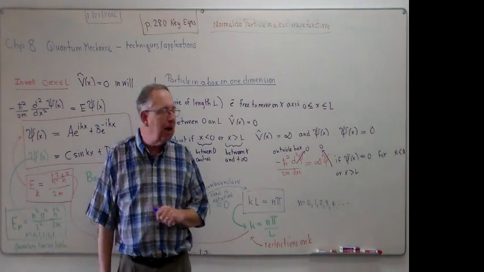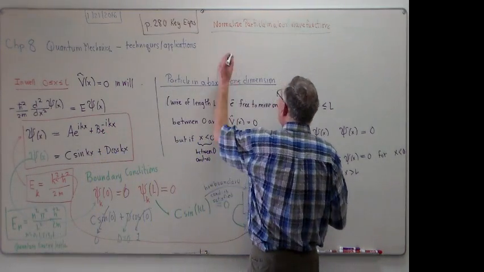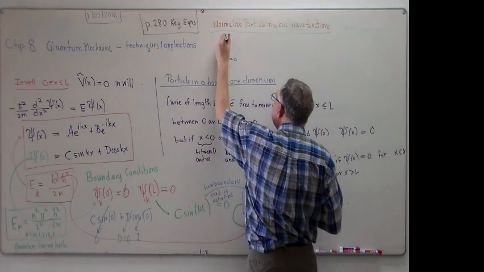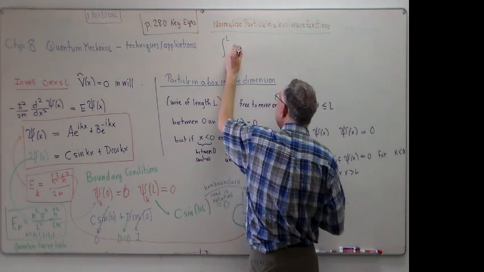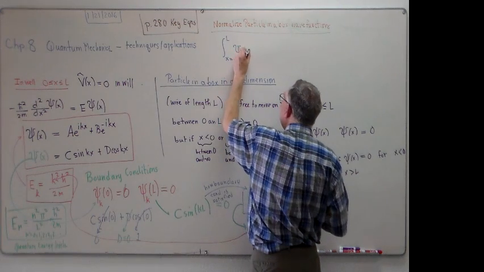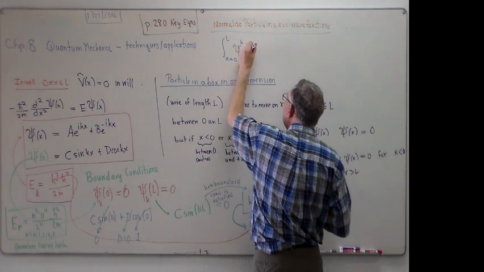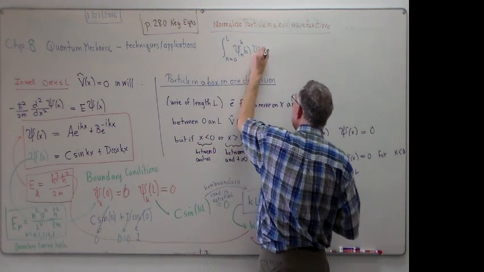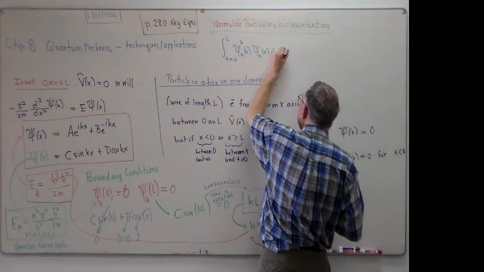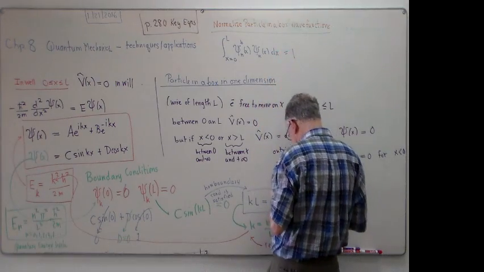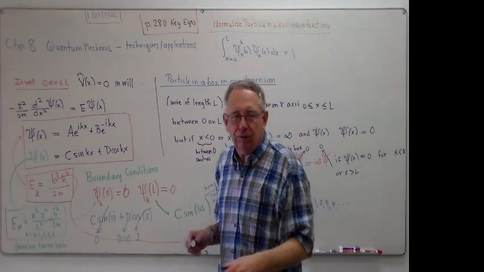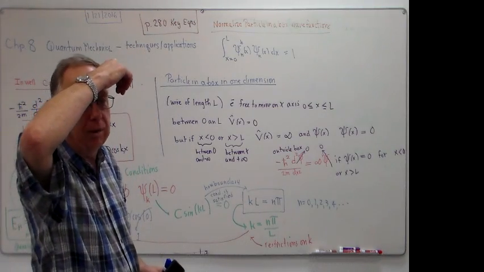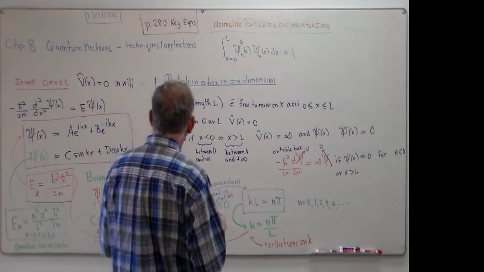Now, the normalization says let x go from 0 to L, and the integral of psi n of x star times psi n of x dx has to equal 1. That's the rule for normalization: the total probability of finding that electron is somewhere between 0 and L.